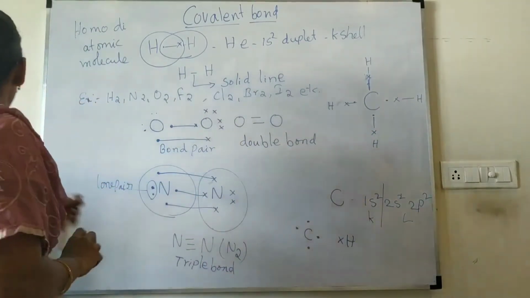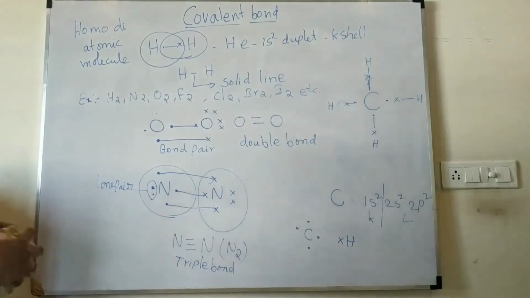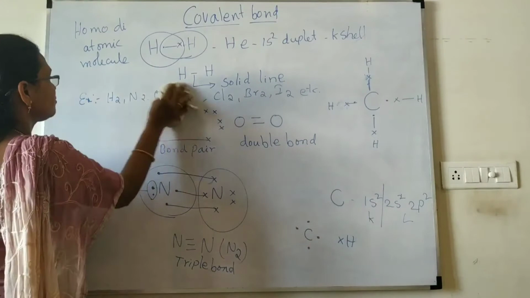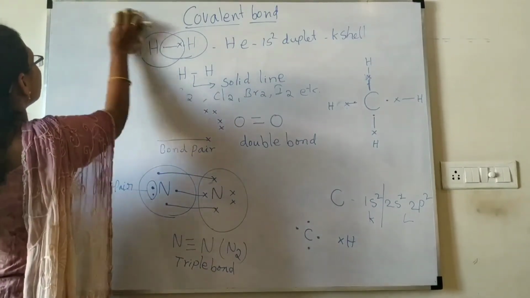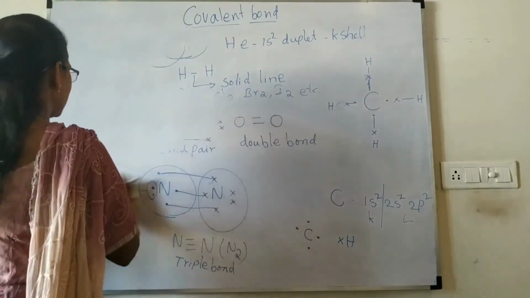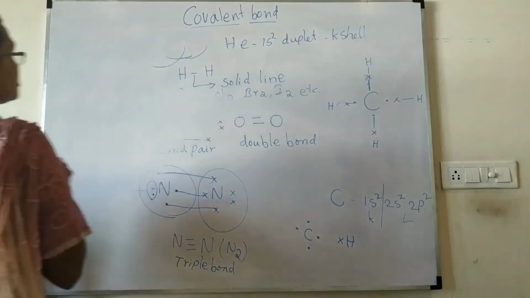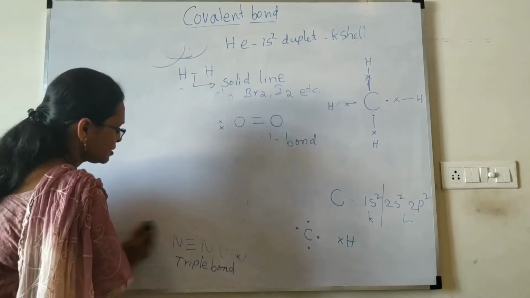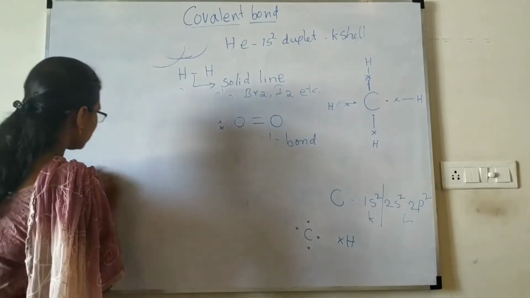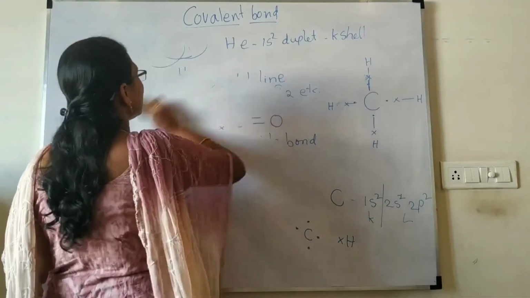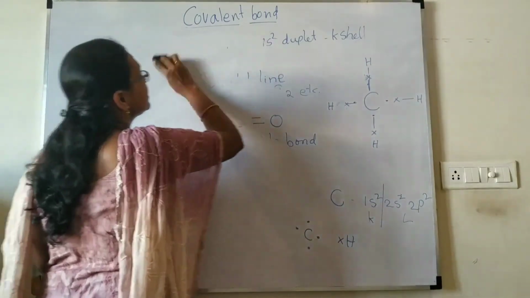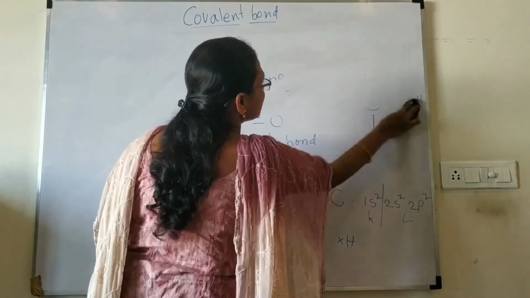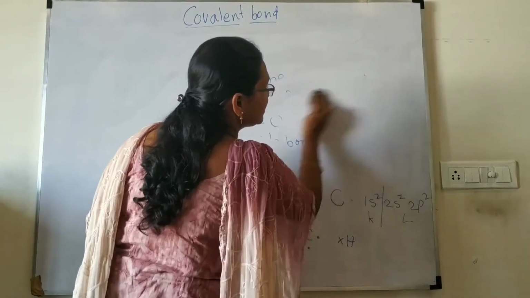Then how can you explain the types of covalent bond? We explain two types of covalent bonds here: polar and non-polar. Polar means based on the charge polarity, and non-polar means we can say it is a pure covalent bond. Non-polar means pure covalent bond, that covalent bond forms completely.